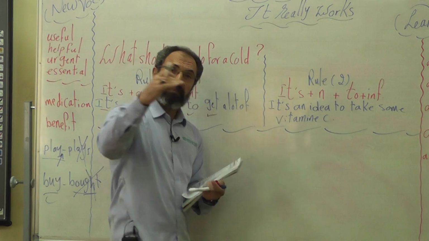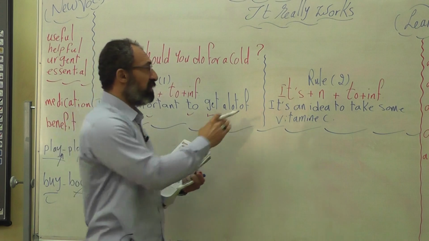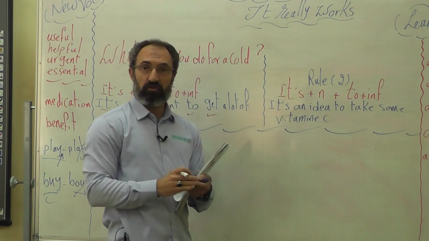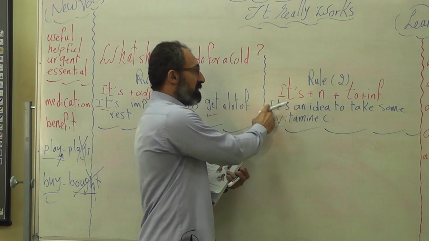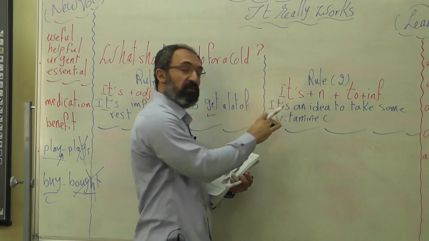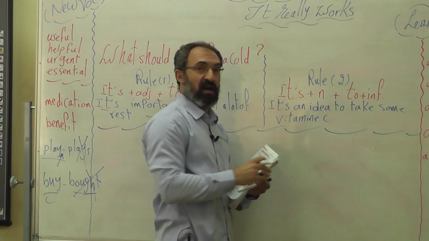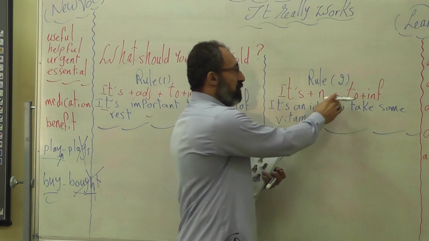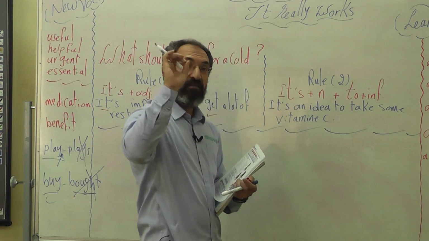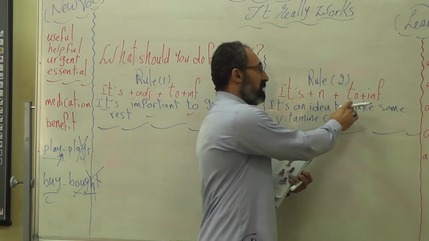Okay, let's divide our sentence according to my grammatical rule. So here we have it's. Yes, I have it's. I started with it's. Then a noun, which is an idea. Then to. Then the infinitive form of the verb, take.